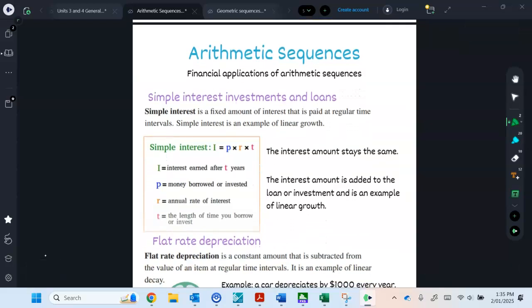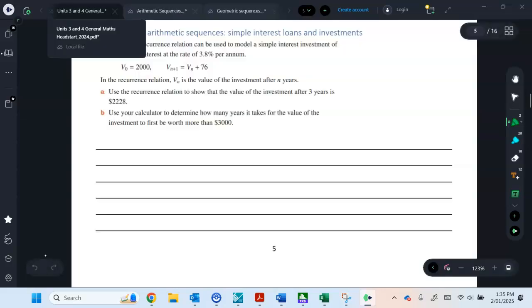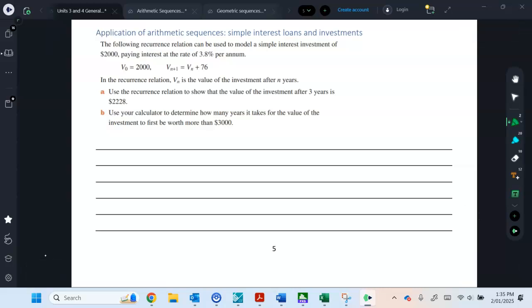All right, so let's get stuck into some questions. I'm only going to do one example of each. Actually, we'll do loans and investments and then we'll do depreciation. I should have probably talked about them first. So let's have a look at loans and investments.